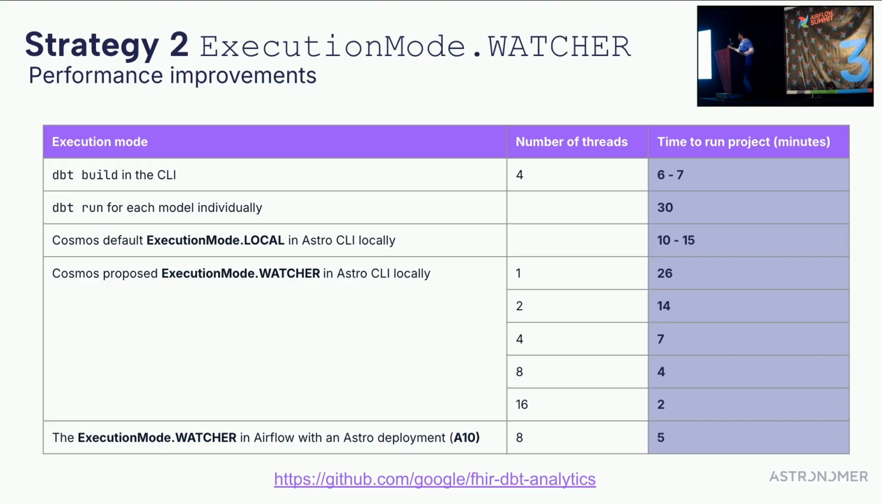And in execution mode local, since we can run some tasks in parallel using Airflow, it takes about 10 to 15 minutes. But the good part is this, as and when you increase the thread counts, you can see a tremendous decrease in the DAG duration. So when you have the thread count set to 16, the same project finishes in 2 minutes. So almost down from 30 to 2, and from 10 to 15 in Airflow to 2 minutes.